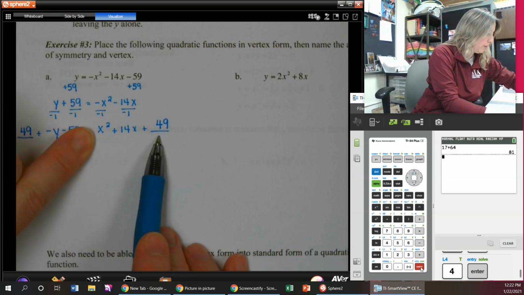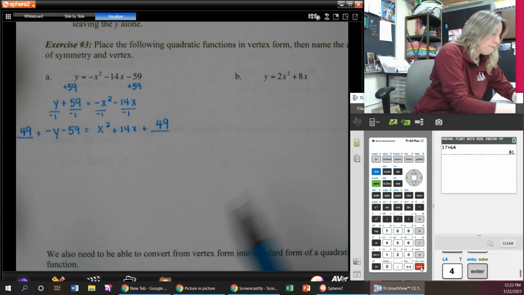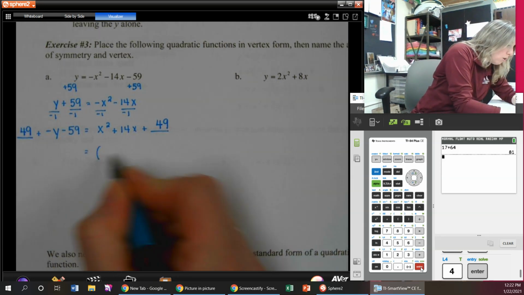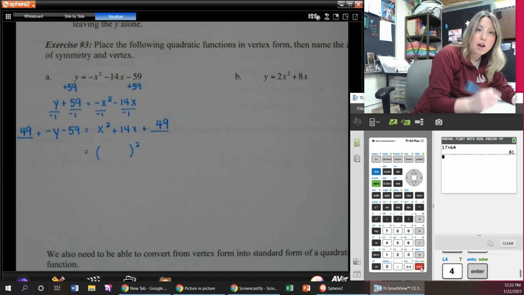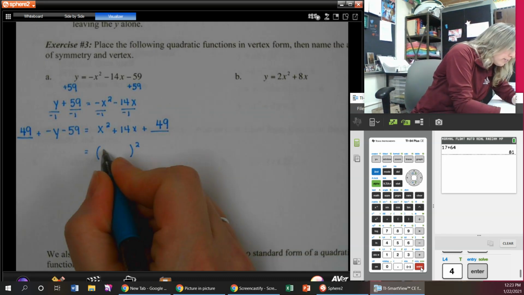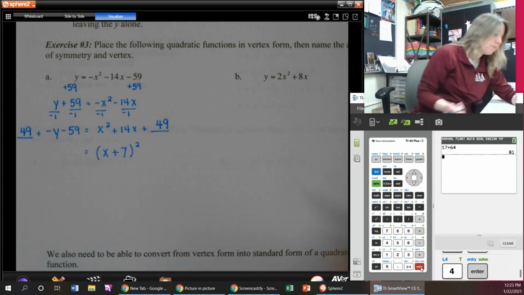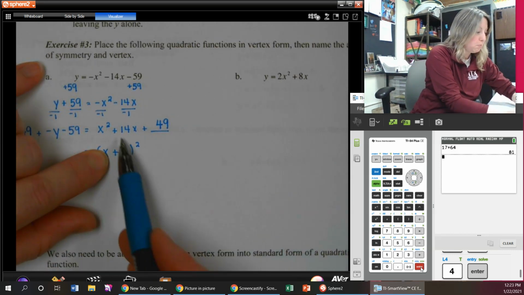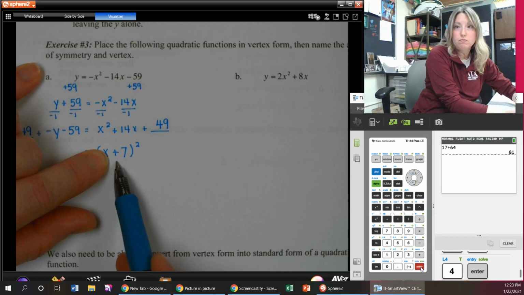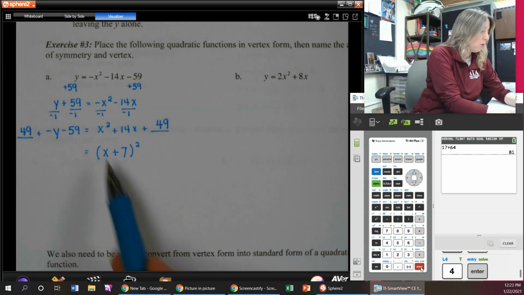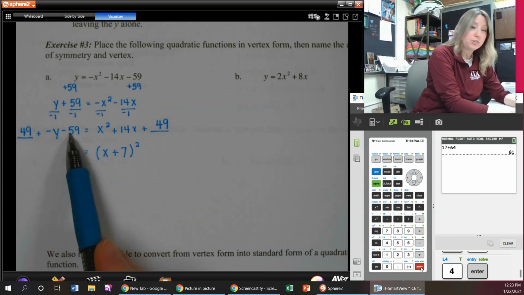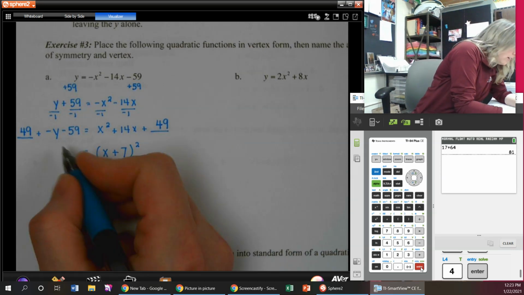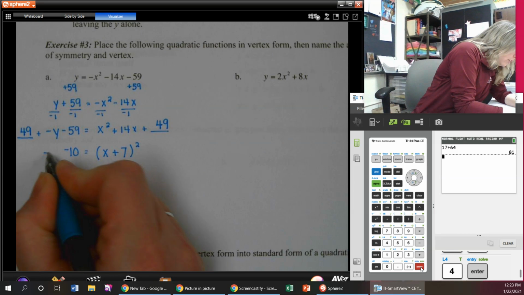This is now a perfect square trinomial. So that factors into one binomial squared, and that one binomial is x plus 7. Okay, think of it this way. We're getting this by taking the middle term and just dividing it by 2. Now over here, meanwhile, these are numbers and can add up. 49 minus 59 is negative 10, and you've still got your negative y.